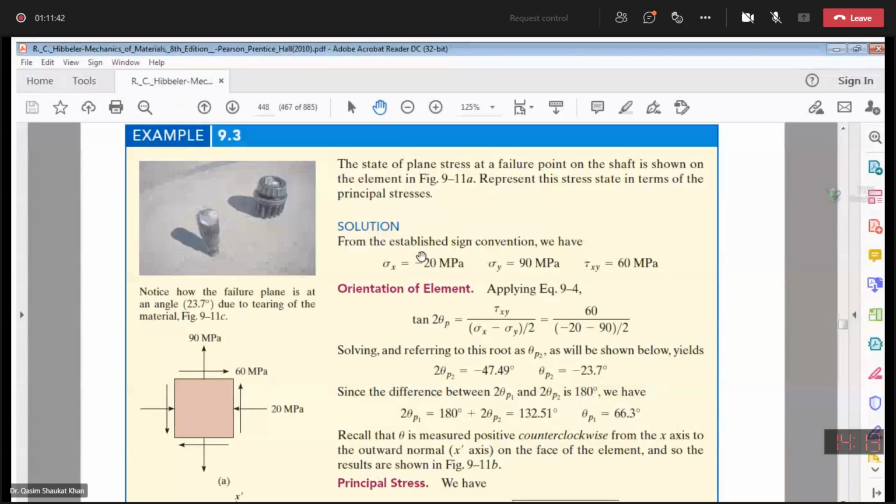ठीक है जी. Now the question is very simple: represent this stress state in terms of the principal stresses. So I have to calculate the orientation of the principal planes, and then correspondingly calculate sigma 1 and sigma 2, and then on the rotated element show or represent these stresses. Fine. So guys, let's start this question. First of all, please calculate theta. Use this formula, tan 2 theta p is equal to 2 times tau xy over sigma x minus sigma y. Please do it.